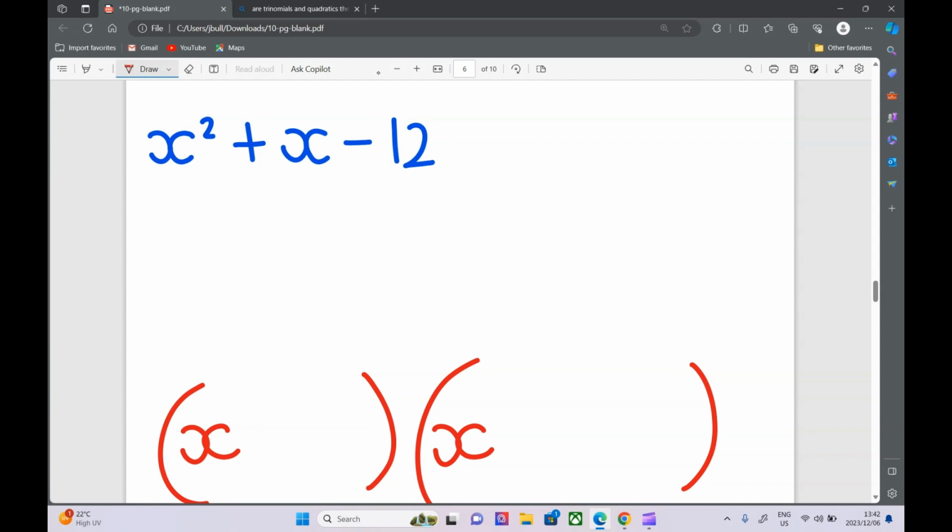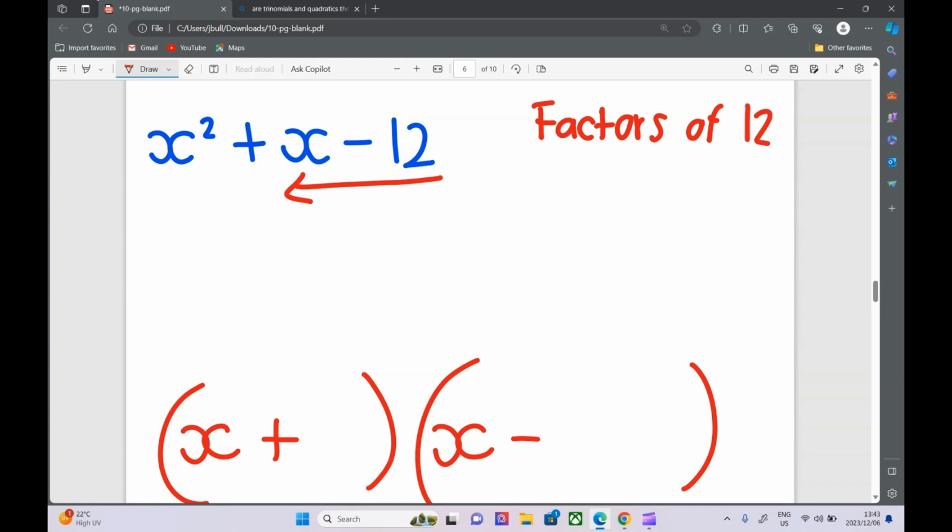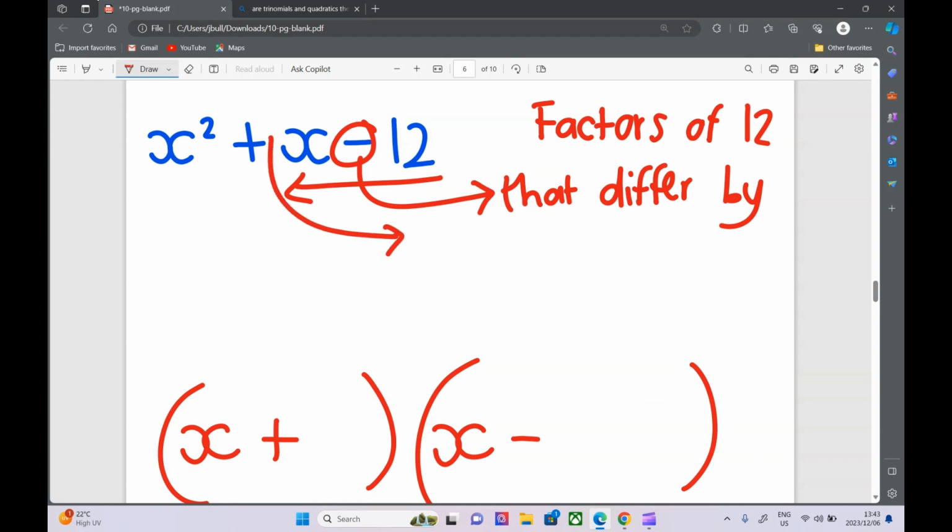And then if it's a case like this, a plus and a minus, we're not really sure what the signs are. Mostly, if this is a minus, we know one of them is going to be a positive, one of them is going to be a negative. But we're going to have to figure out which order they go in and if that is actually how the sign should be. So remember, reading it backwards here, we want the factors of 12. Now because there's a minus there, we're going to say factors of 12 that differ by this number in front here. So differ by 1 because there's a 1 in front of that x.